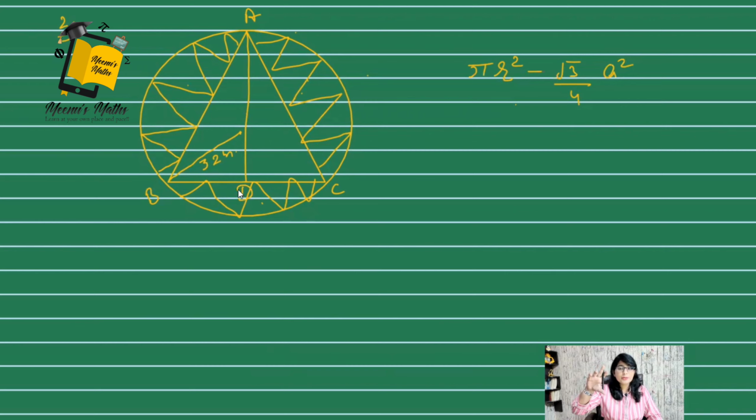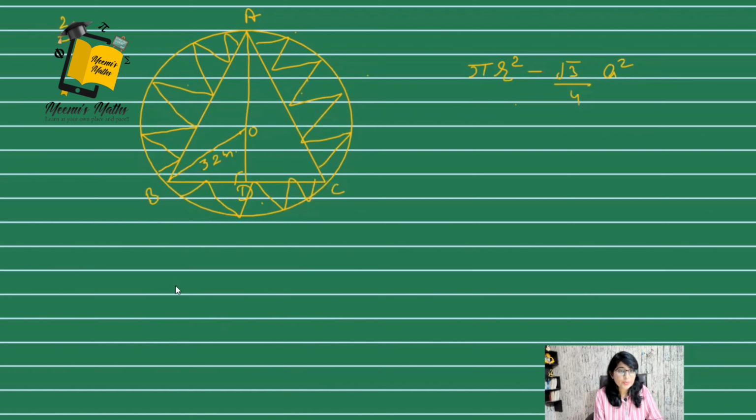AD here you can say median, you can say perpendicular. If I say perpendicular, that means 90 degree angle. If I say median, that means this BD is half of this BC. Fine. And suppose this is the point O. What is AO here? AO is its radius and AD is its median.